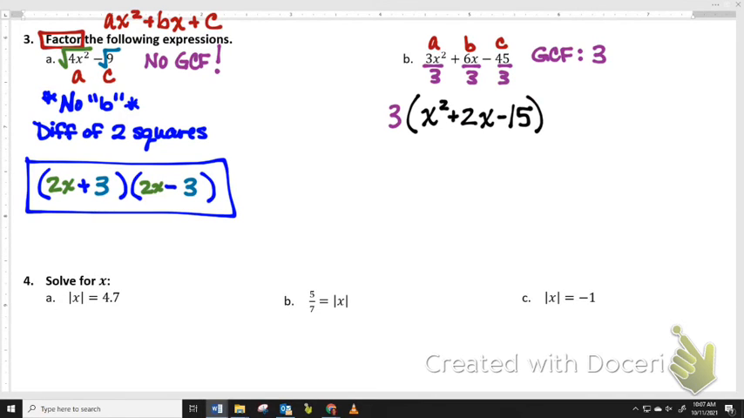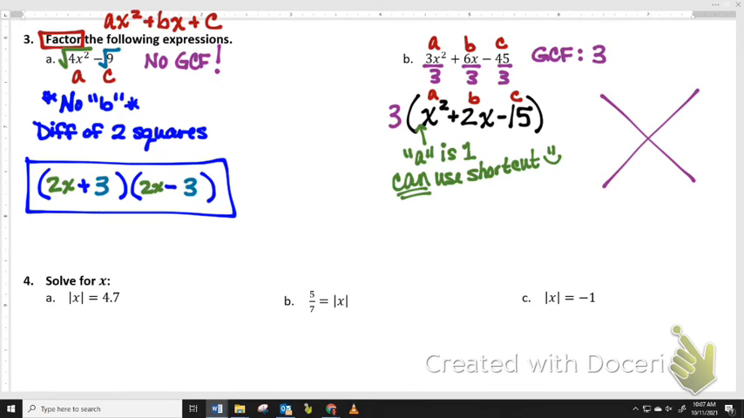All right, so I got the 3 out of the way. So now I'm just looking inside the parentheses. So now I have a new A, a new B, and a new C. Can I use my shortcut on this? Yes. What am I looking for to know whether or not I can use the shortcut? A is 1. Can use shortcut. So I multiply A and C together up on top. So that's 1 times negative 15. I need 2 numbers that when I multiply them together, I get negative 15.